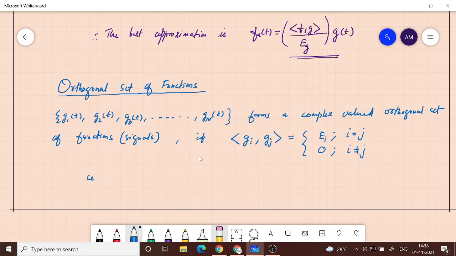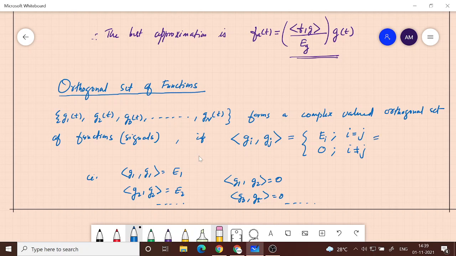That means if I take g1 with g1, I will get E1. If I take g2 with g2, I will get the energy of that, etc. But if I take g1 and g2, I get 0. g3 and g5, I get 0, etc. So a set of functions which satisfies this property is called an orthogonal set of functions. If you take the inner product with itself, you get the energy of the function, but with any other function in the set, you get 0.